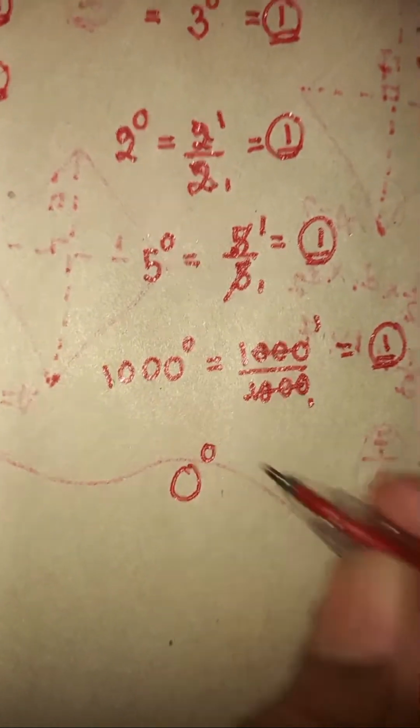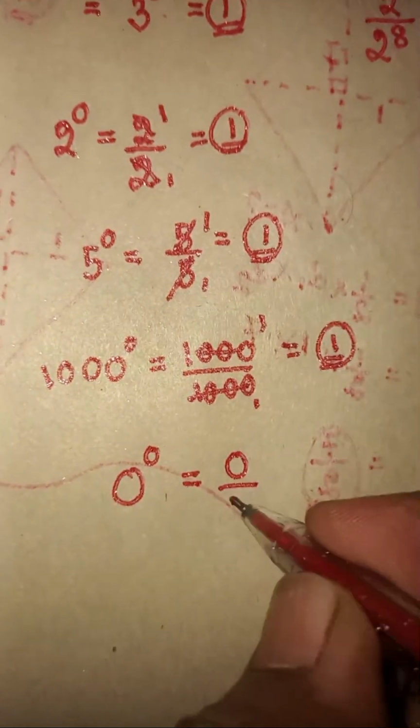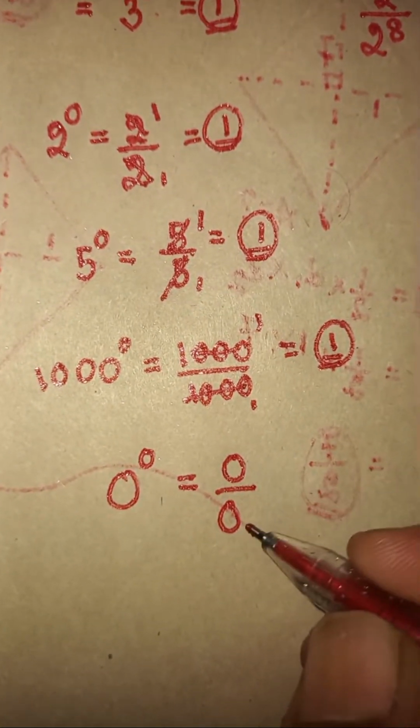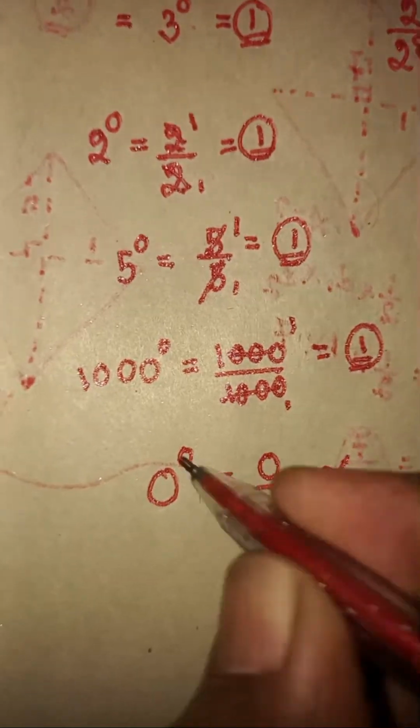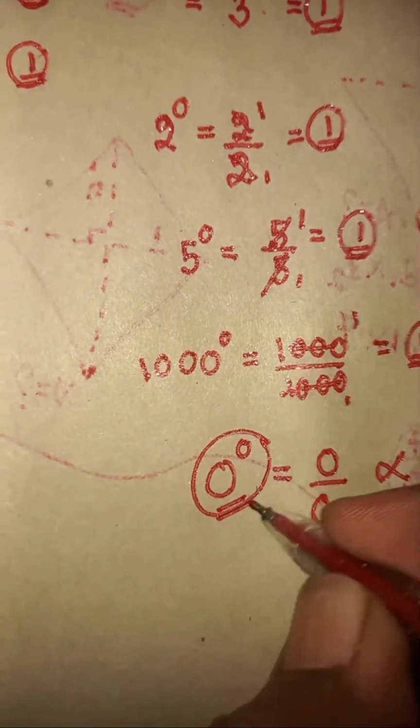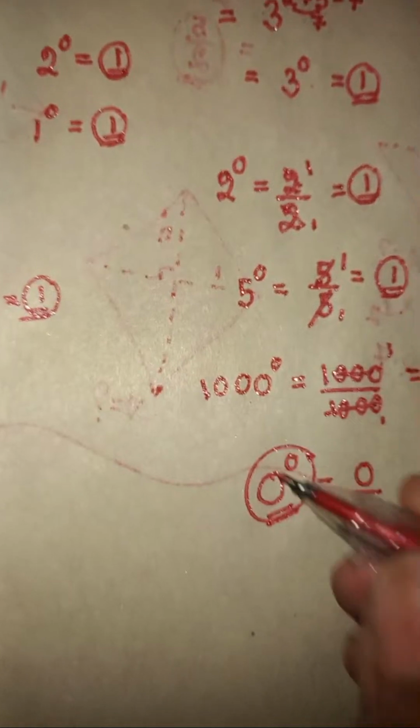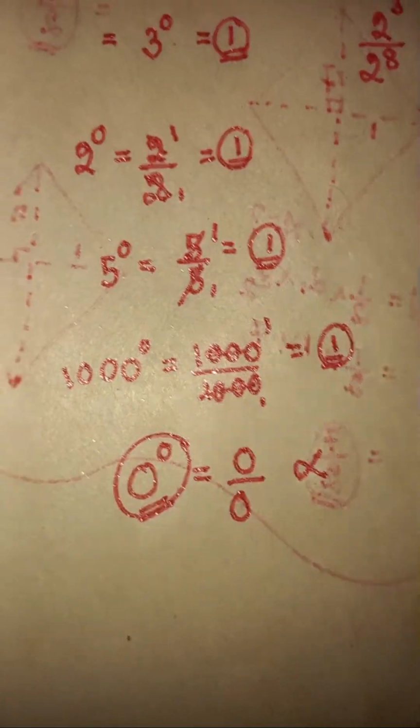But one problem here: 0 power of 0 means it becomes 0 by 0. You cannot divide 0 by 0, it has no meaning. So this one has no meaning, and any other number than that becomes equal to 1 itself.